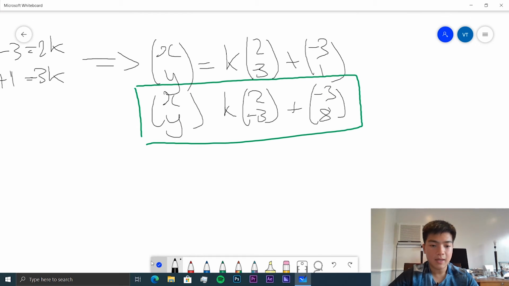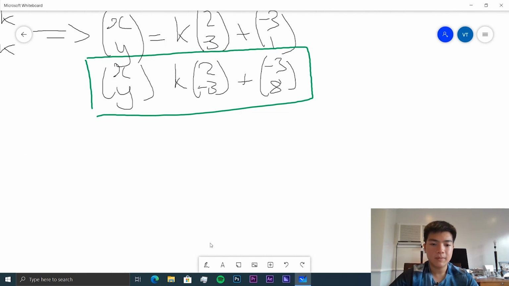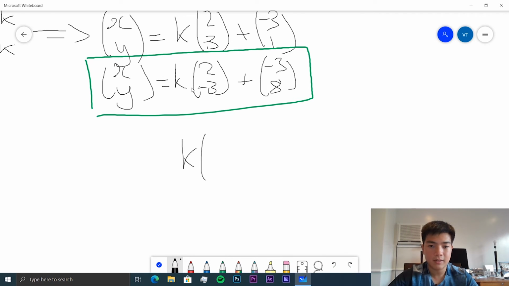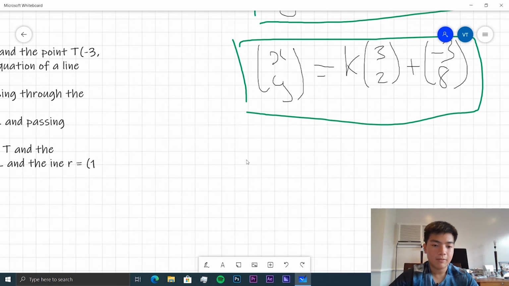Next, perpendicular line, I believe, passing through the point T perpendicular to the line L. So if it's perpendicular to this line L, then it would have a direction vector of (3, -2). And it passes through the point T, so that would be (-3, 8). And this is simply equal to (x, y). So this is already the second answer.